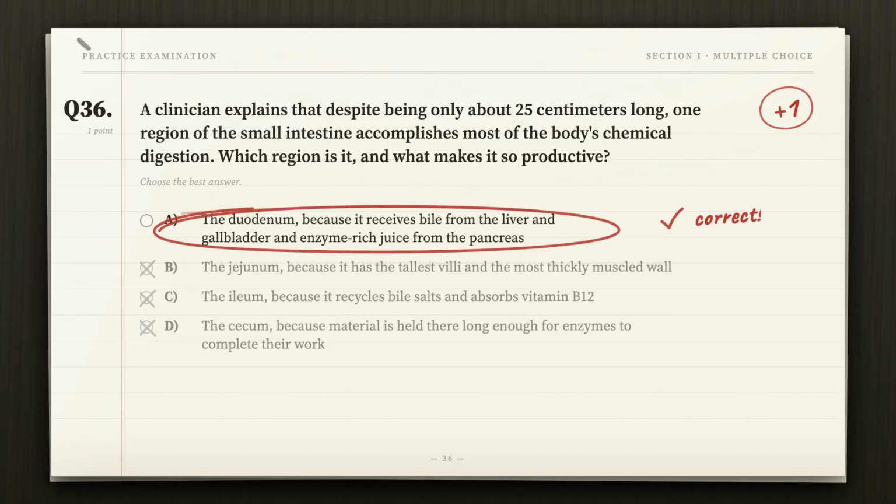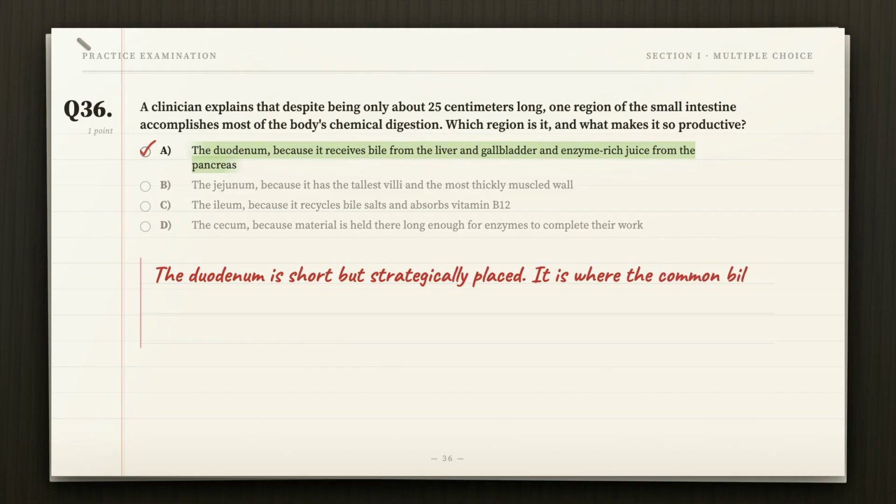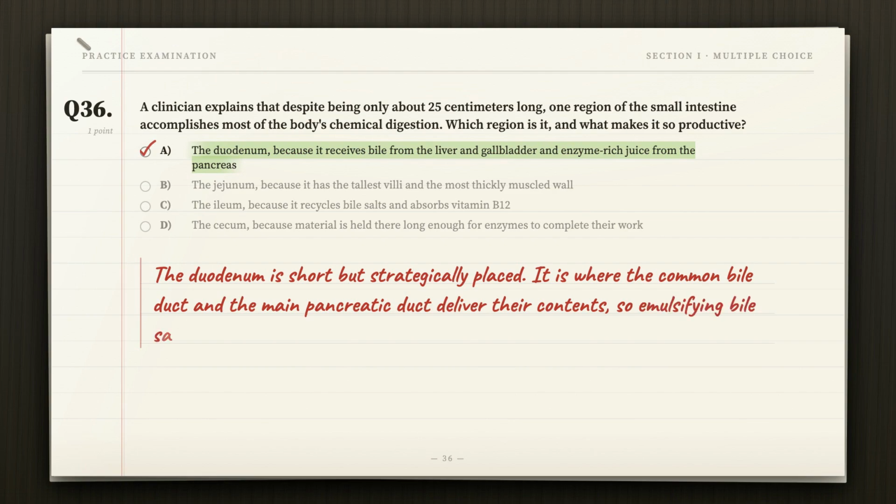The correct answer is A. The duodenum, because it receives bile from the liver and gallbladder and enzyme-rich juice from the pancreas. A is correct because the duodenum is short but strategically placed. It is where the common bile duct and the main pancreatic duct deliver their contents, so emulsifying bile salts, the full pancreatic enzyme set, and neutralizing bicarbonate all meet the acidic chyme in the same short segment. That convergence is why most chemical digestion is finished there.